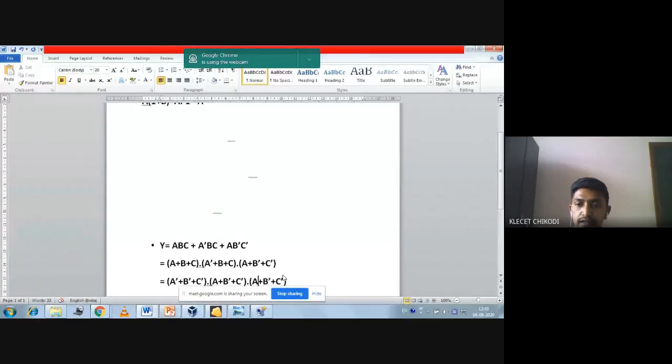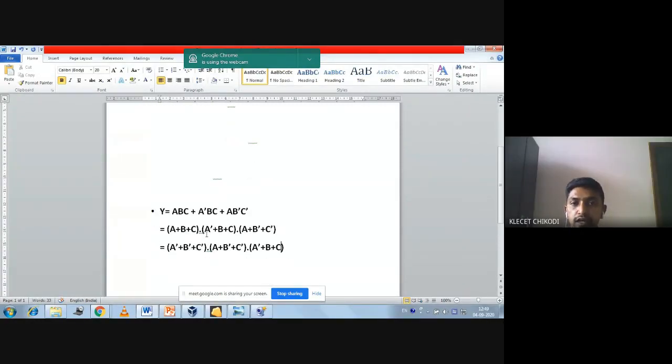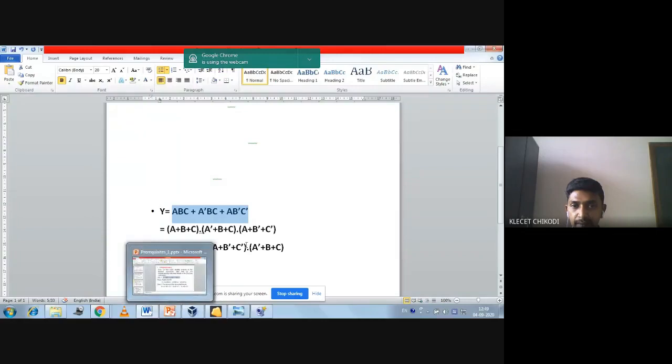Again here it will be A dash, B plus C. So this is how the complementary function looks. If they told you to apply the complementary property for this Boolean algebraic equation, you have to apply the duality property, write the equation like this, and apply the complement to the individual literals, and this will be your complementary property output for the particular Boolean algebraic equation. Is that clear?